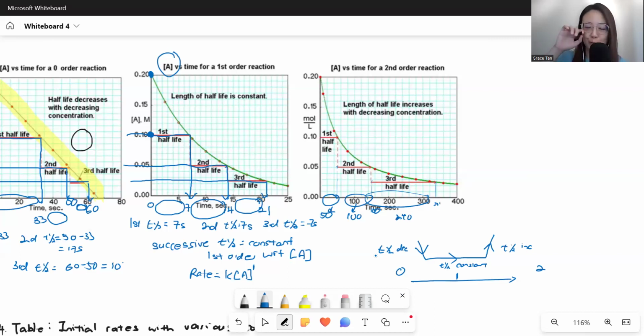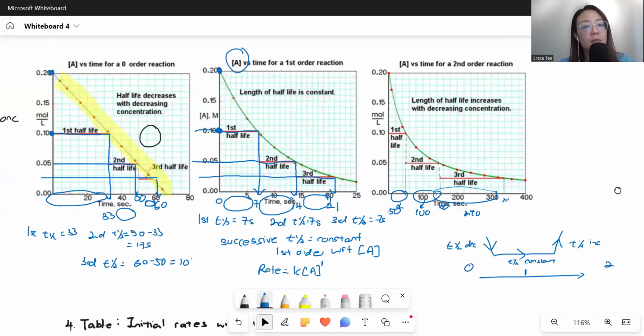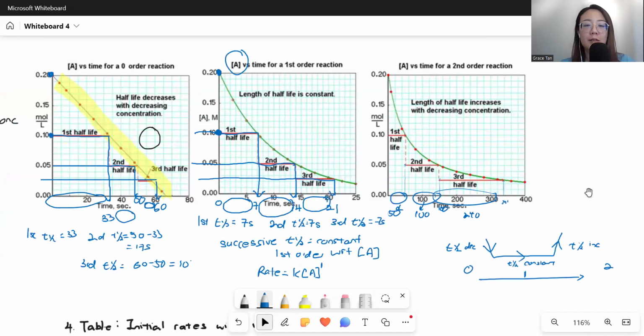So this is what I use, so that we don't get confused. Now, let me repeat one more time. First order is in your syllabus, but zero and second order, I think they come out one or two times maximum.